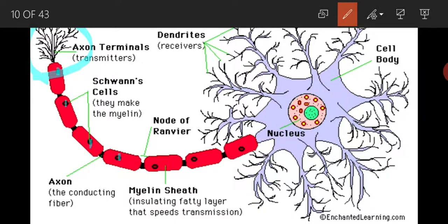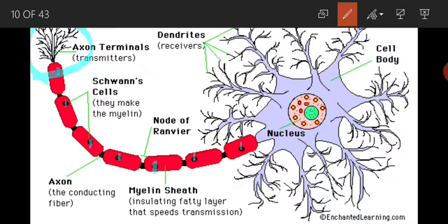The small circle here is inside the sausage-like structure. And the sausage-like structure is called the myelin sheath. Myelin sheath is produced by the Schwann cells. They are the fatty tissue that protects and insulates the nerve cell. Lastly, we have the node of Ranvier.